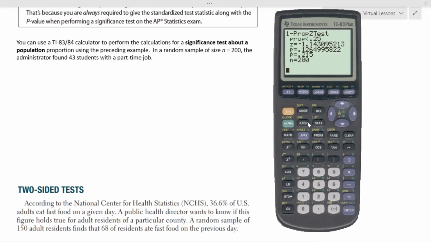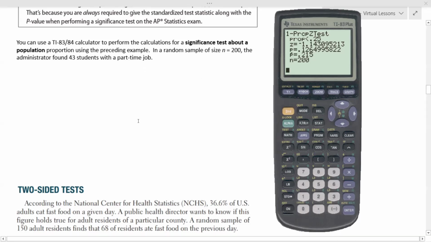And then calculate. So the results here: we have the proportion less than 0.25. Here we have a z-score of negative 1.143, a p-value of 0.126, and so on. And it gives us our sample proportion as well as the sample size there for this problem. Okay.